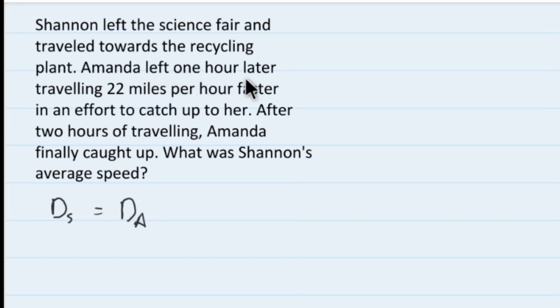Amanda left 1 hour later, traveling 22 miles per hour faster in an effort to catch up to her. After 2 hours of traveling, Amanda finally caught up. Since Amanda left 1 hour later and she caught Shannon after 2 hours of traveling, it means that the time taken by Shannon to reach the recycling plant is 3 hours, while the time taken by Amanda to reach the recycling plant is 2 hours.